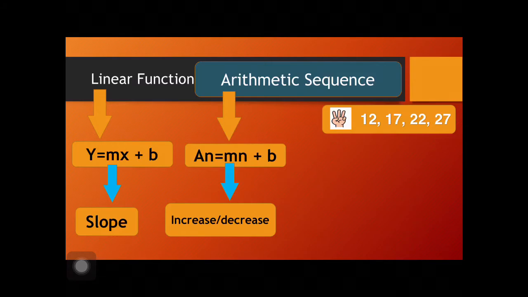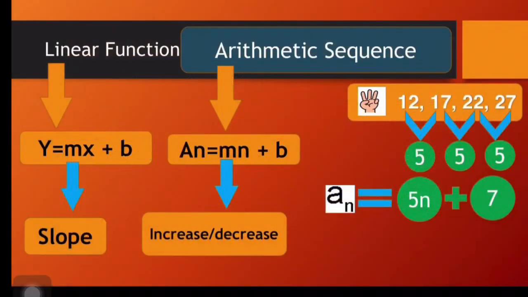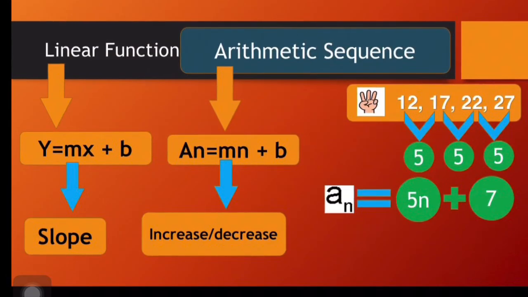In our previous example, we recognize that the sequence is an arithmetic sequence with first common difference of 5. 5 is an increase for each term in the sequence. We can draw a conclusion that the explicit formula is a sub n equals 5n plus 7. Please note that the increase is always positive and the decrease is always negative.